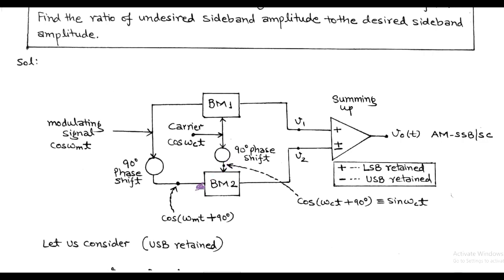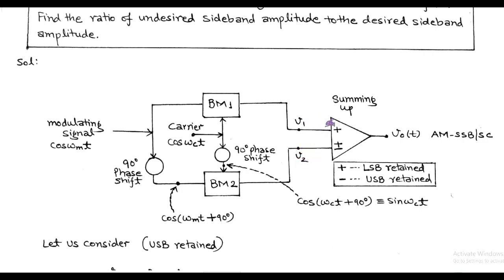So the input of balance modulator 2 is cos of omega mt plus 90 degree corresponding to the modulating signal, and cos of omega ct plus 90 degree, which equals sin omega ct, corresponding to the carrier signal. So for balance modulator 2, the modulating signal is sin omega mt. Here the output of balance modulator 1 is V1 and the output of balance modulator 2 is V2.